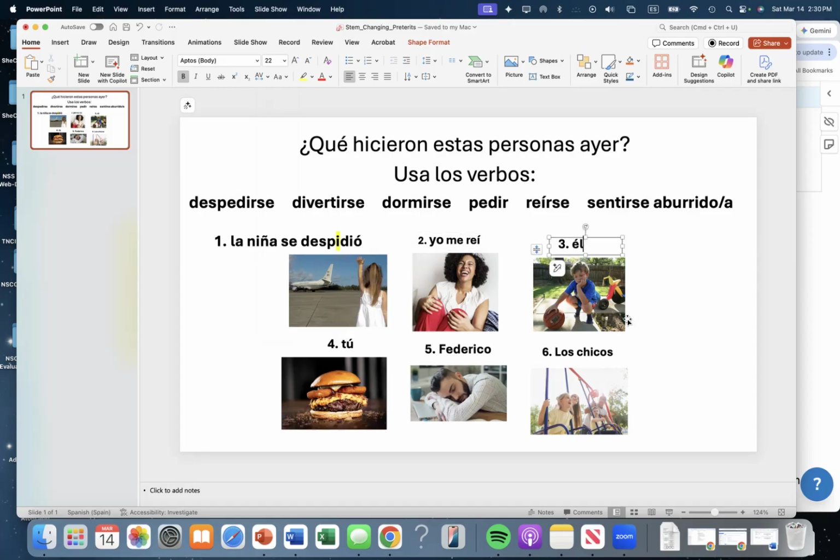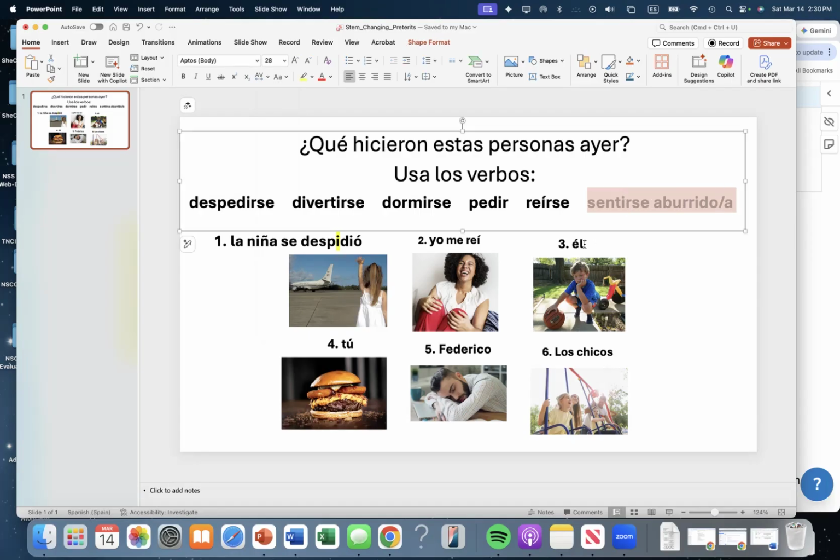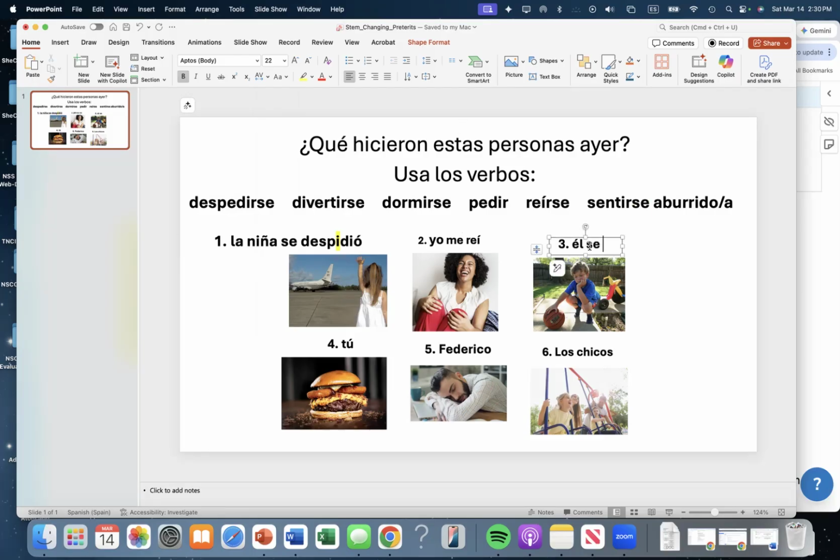Now we have él for number three. He looks pretty bored, so we can use sentirse aburrido. We need to change this stem right here from E to I, and it's a reflexive verb, another reflexive. Él se sintió aburrido. Él se sintió aburrido. And let me go ahead and make it bigger. Okay, here we go. E to I. Se sintió aburrido.